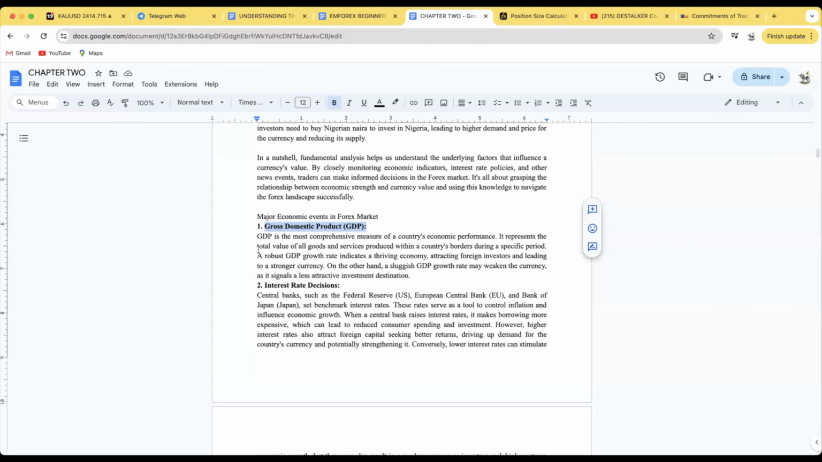So let's quickly look into this. GDP is the most comprehensive measure of a country's economic performance. It represents the total value of all goods and services produced within a country's boundary during a specific period. A robust GDP growth rate indicates a thriving economy, attracting foreign investors and leading to a stronger currency.